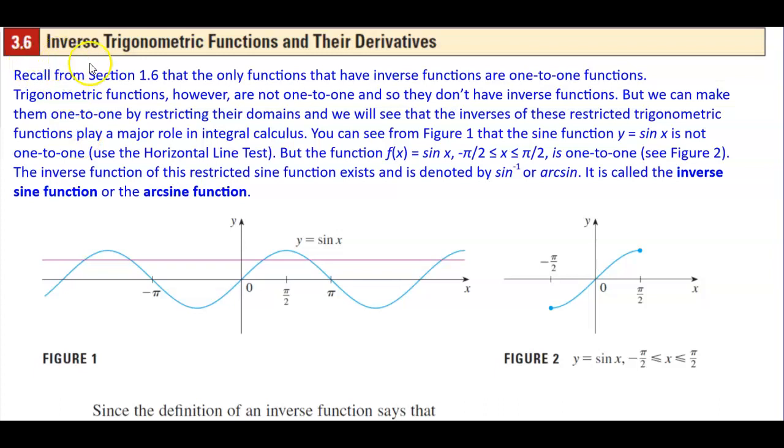Section 3.6, Inverse Trigonometric Functions and Their Derivatives. Recall from Section 1.6 that the only functions that have inverse functions are one-to-one functions. Trigonometric functions, however, are not one-to-one, and so they don't have inverse functions. But we can make them one-to-one by restricting their domains, and we will see that the inverses of these restricted trigonometric functions play a major role in integral calculus.